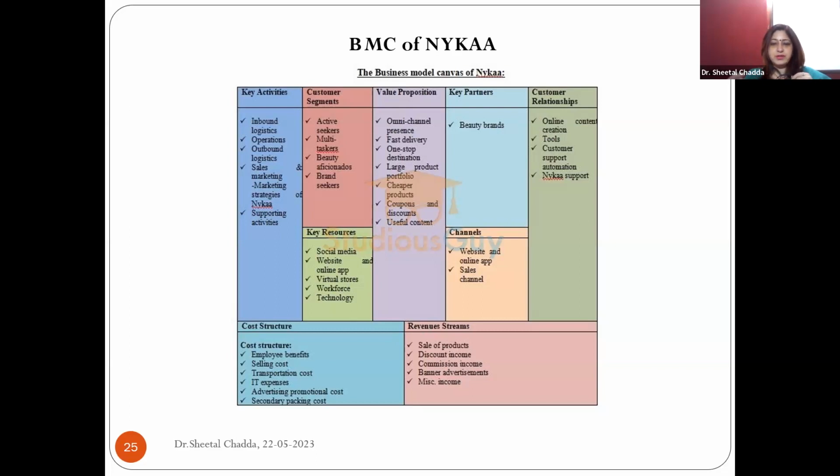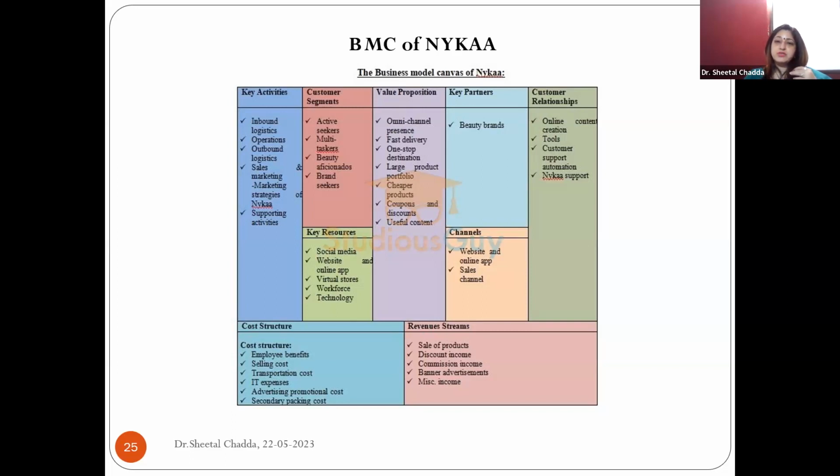But look at the kind of revenue streams which they have taken: the sales of products, the discounted income, the commission income, the advertisement money they are generating, and the cost structure. You can see that these are the cost structures which they are incurring. The key partners are the beauty brands which are advertising on that. So this is a way of putting a business into the right kind of perspective. And basically it's about being able to understand all the nitty-gritties related to the business you are planning to open or you have already opened.